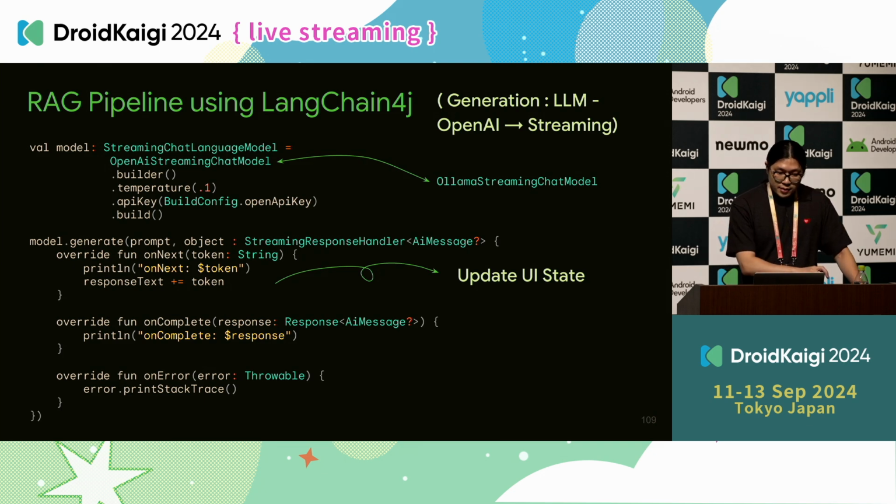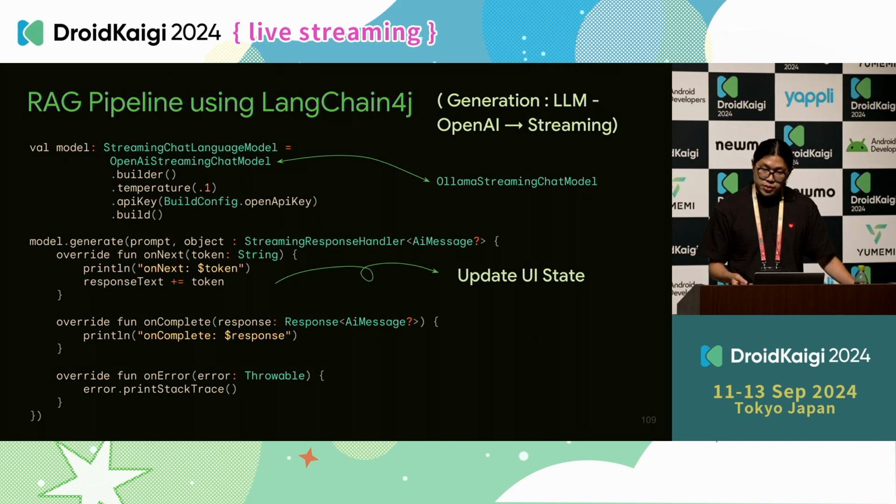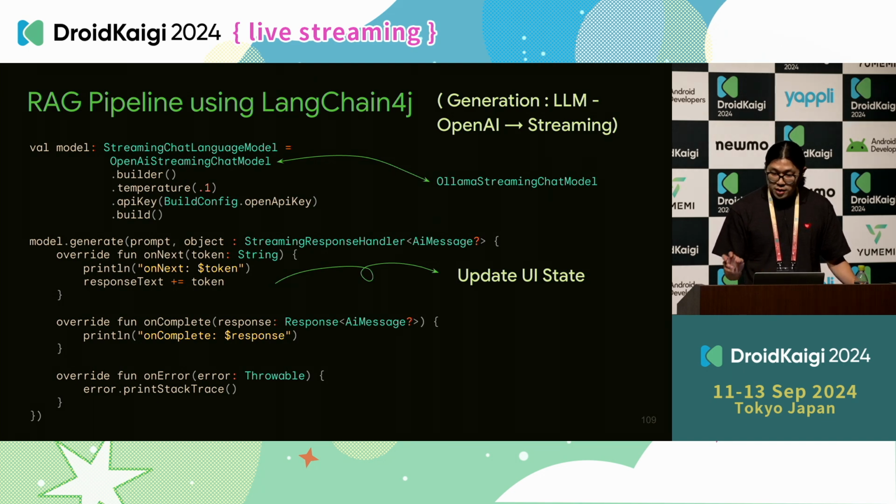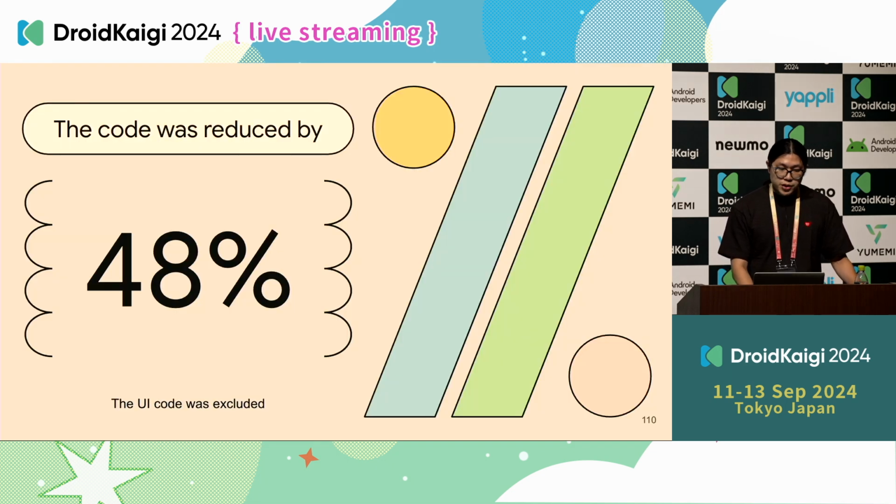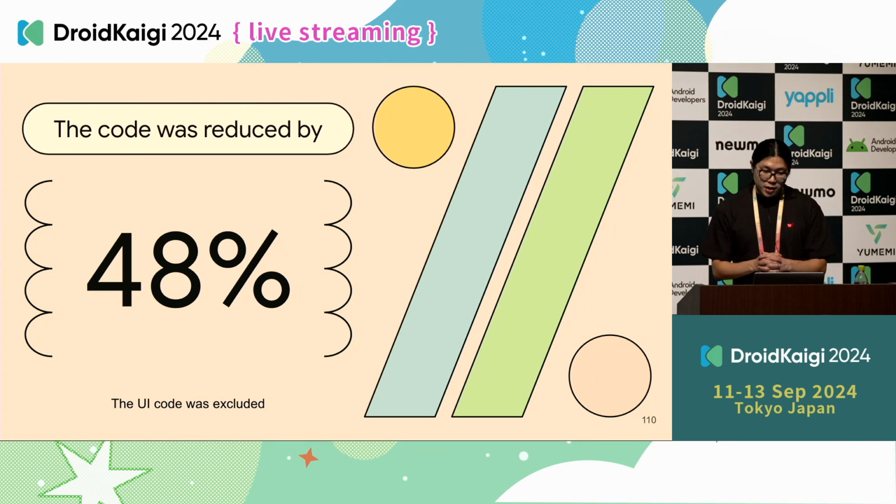Stream processing can also be done easily using the OpenAI streaming chat model or Llama streaming chat model, while we handle the data state processing through the streaming response handler. After using LangChain4j, I found that the amount of code writing decreased by about 48%. You just need to use the provided methods without having to implement data models, clients, or services.